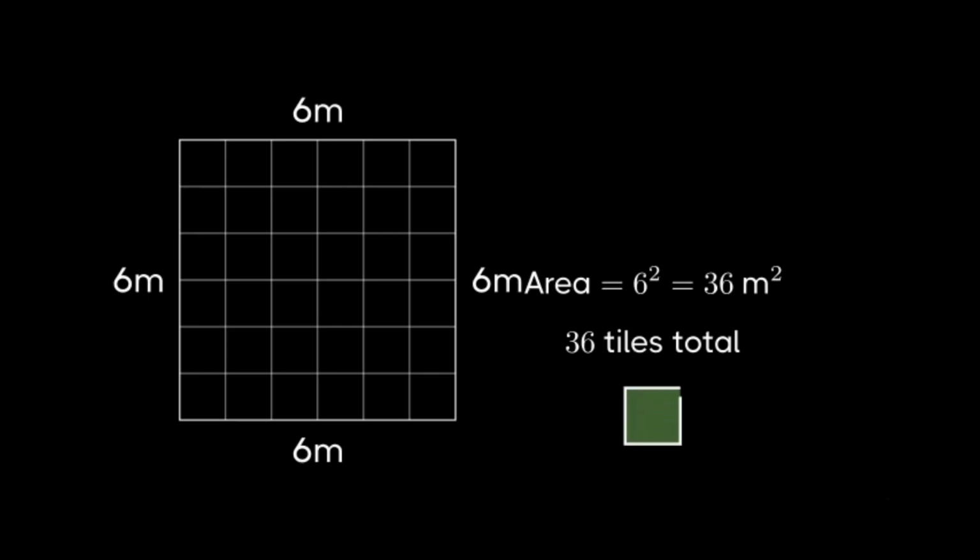Now let's take this a step further. Imagine each floor tile costs $5. How much would it cost to tile the entire floor? To find the total cost, we multiply the number of tiles by the cost per tile. Since each tile costs $5, we'll multiply 36 tiles by $5. So for our 6 meter by 6 meter floor, we need 36 tiles at a total cost of $180.